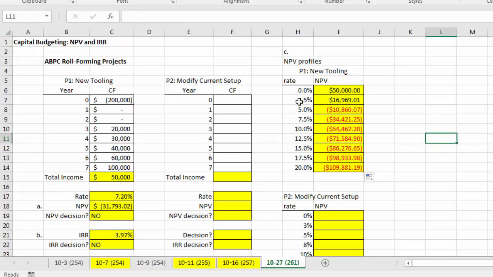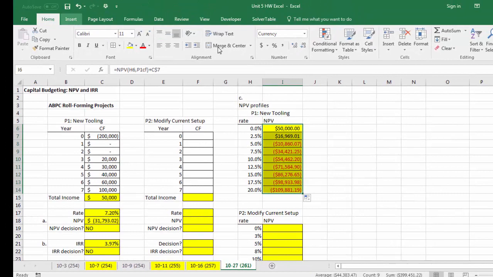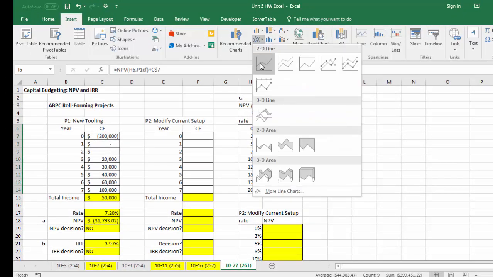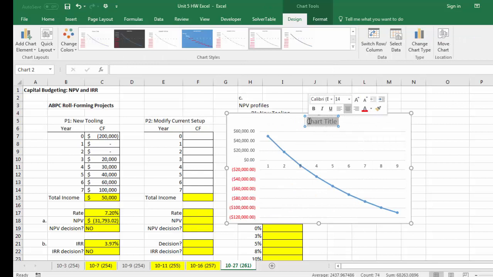So the only thing we need to do now to graph that is select the net present values, insert up here a 2D line graph. I'll do it with the points plotted. And let's name this Project 1 NPV profile. And I could leave it like that.